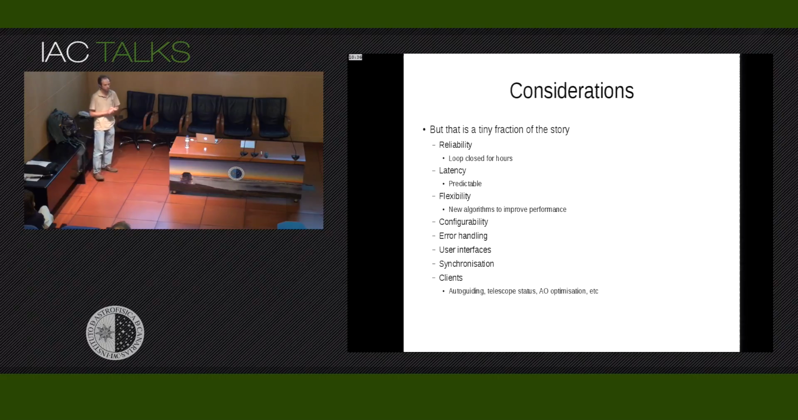You've got to consider reliability. Some of these systems, you have the loop closed for a whole night. Latency. You want your latency to be predictable. I'll talk more about latency later on. Flexibility. If you've got new algorithms you want to test, you need to be able to put them in. You want your system to be configurable. You need to be able to handle errors. You don't want your telescope operator to have the system crash and not know what's gone wrong. You need user interfaces. You need to be able to use the system. It needs to be synchronized. You need to think about clients, how you're going to do your auto-guiding, how you're going to find out where your telescope is pointing, telescope status, optimize the AO for air mass and all that sort of thing.